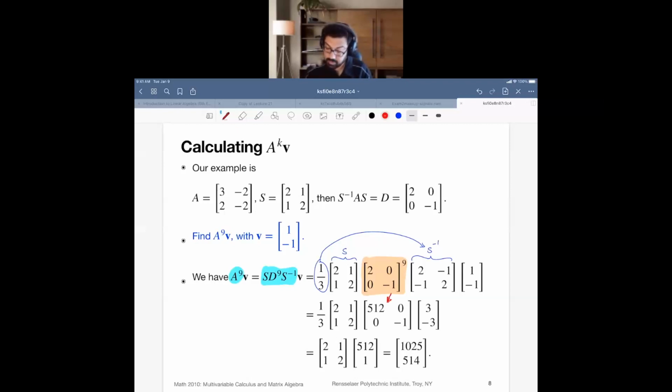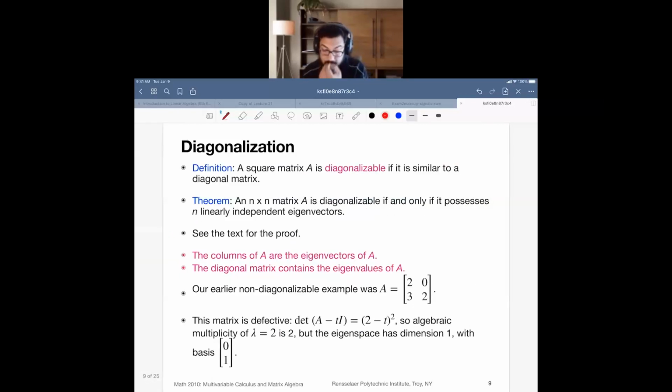Next, let's see. All right, diagonalization. So when can we diagonalize a matrix? So some theorems here, and we'll try to look at some more details as we go on. So the definition of diagonalizable matrices is this. A square matrix A is diagonalizable if it is similar to a diagonal matrix.